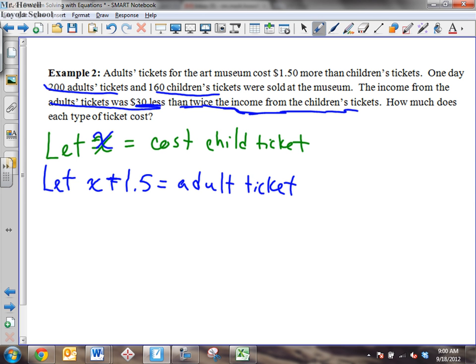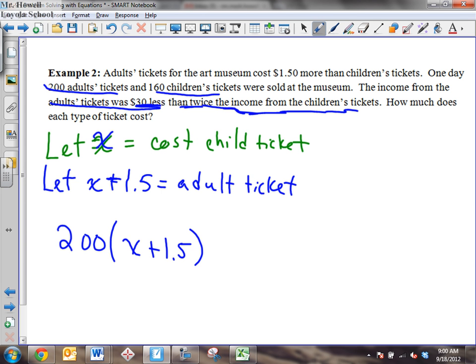How many adult tickets were sold? What does it say? Okay, 200. So what would the income from adult tickets be? 400, right? You take 200 tickets, and if it were $2 a ticket, 400. But in this case, we don't know the cost of each adult and child ticket. We have some sort of algebraic representation. So if I want to know the income from adult tickets, I have to take the number of tickets, 200, times the cost of an adult ticket. So I start by saying right away, 200 parentheses X plus 1.5. This would be the income from the adult tickets.